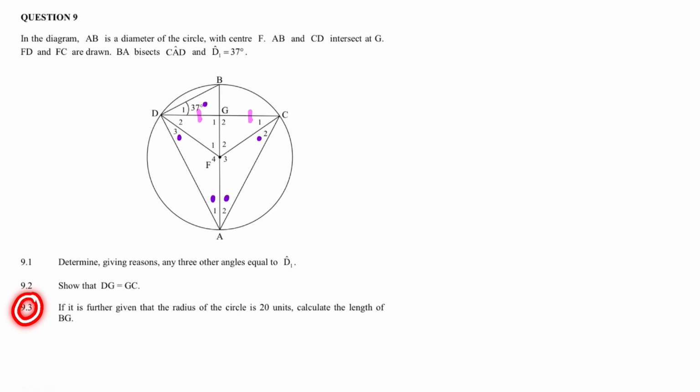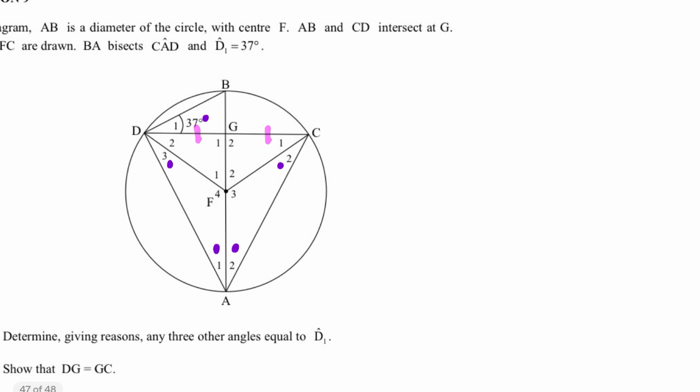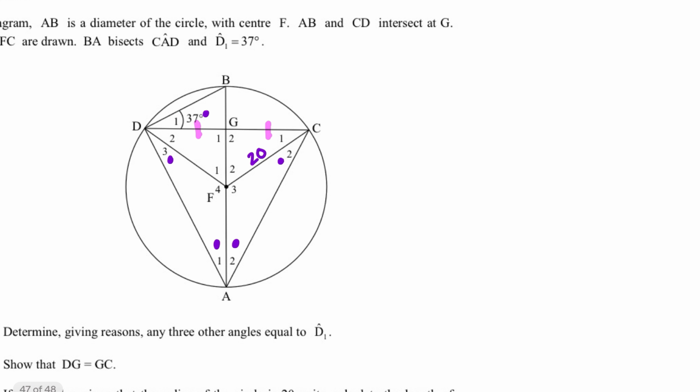9.3. It is further given that the radius of the circle is 20 units. Calculate the length of BG. So in our diagram, we have the radius of the circle as 20. And can you see that BG is part of that 20? So if I want to find the length of BG, I can see that if I find the length of FG, then BG would be the radius minus FG.